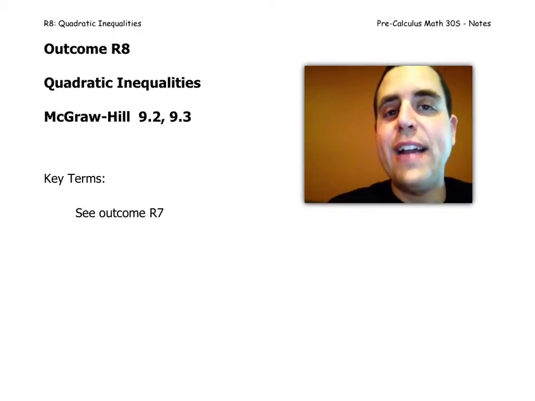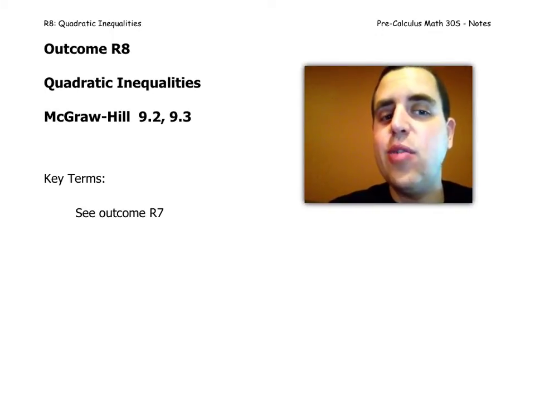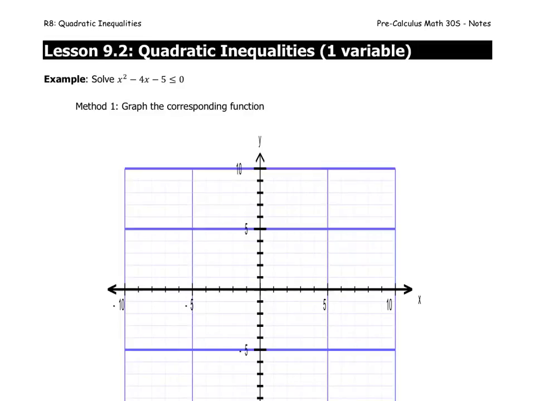Welcome to the final outcome of the course. It's quadratic inequalities. Here, we're going to try to solve problems like the following: solve x squared minus 4x minus 5 is less than or equal to 0. There are a few methods we're going to discuss here.